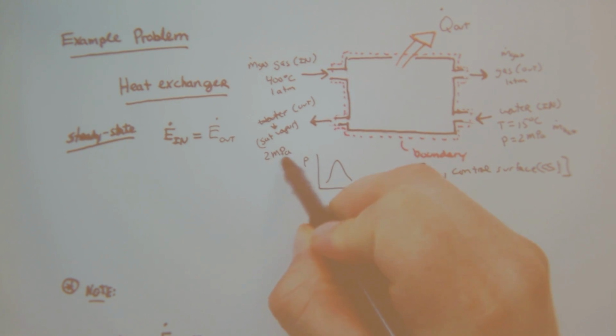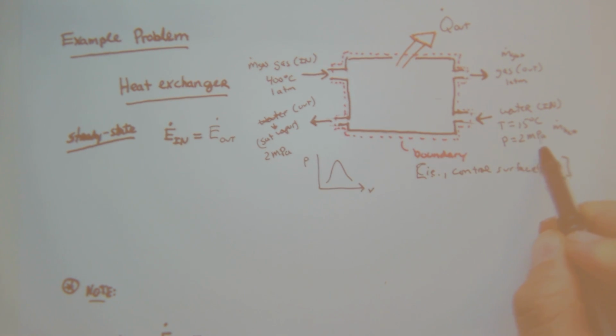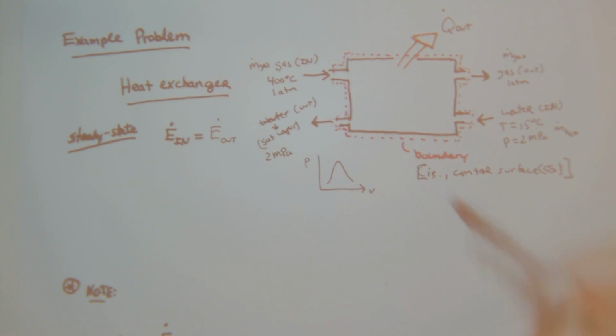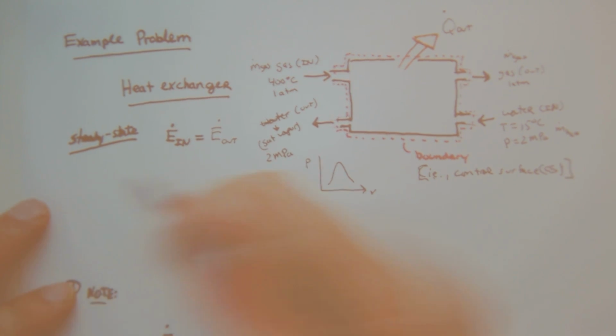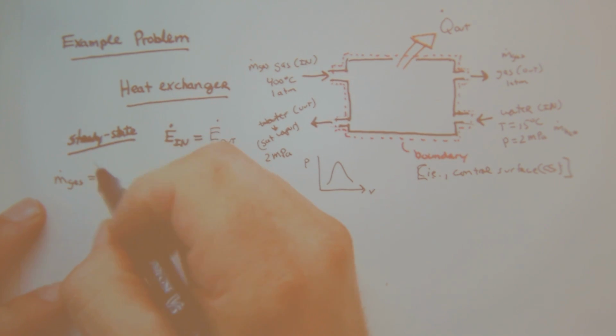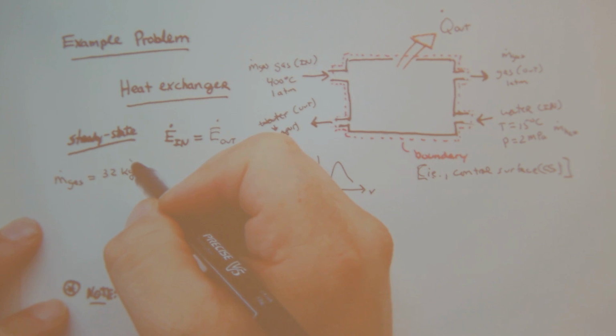So we know that this is going to be above 100 degrees C. Given them at 2 megapascals at 15 degrees C, we're in this compressed liquid regime over here. Okay, so let's just identify m dot gas is equal to, give them some numbers, 32 kilograms per second.